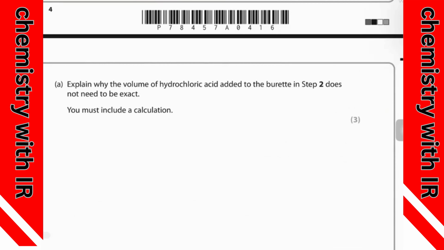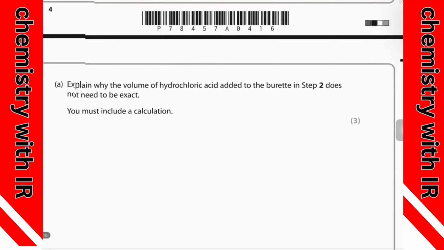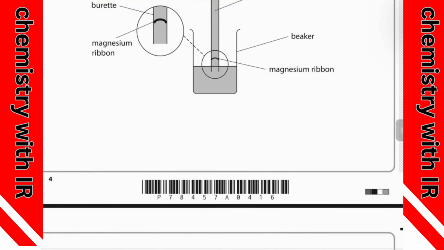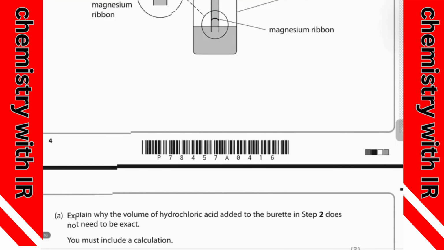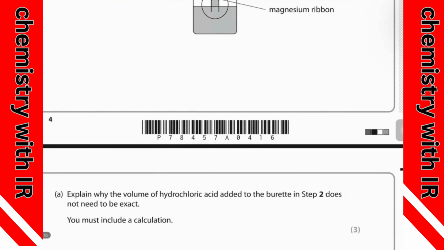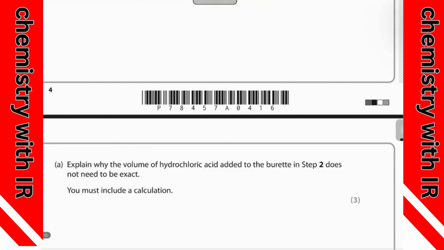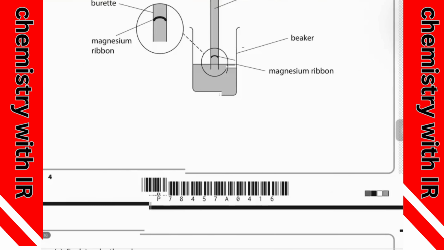Explain why the volume of hydrochloric acid added to the burette in step 2 does not need to be exact. You must include a calculation. Okay, and this is of 3 marks. Remember, this is of 3 marks.